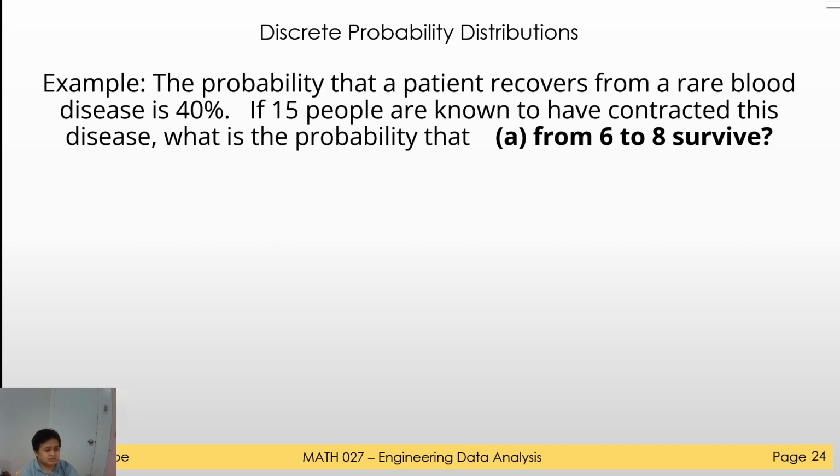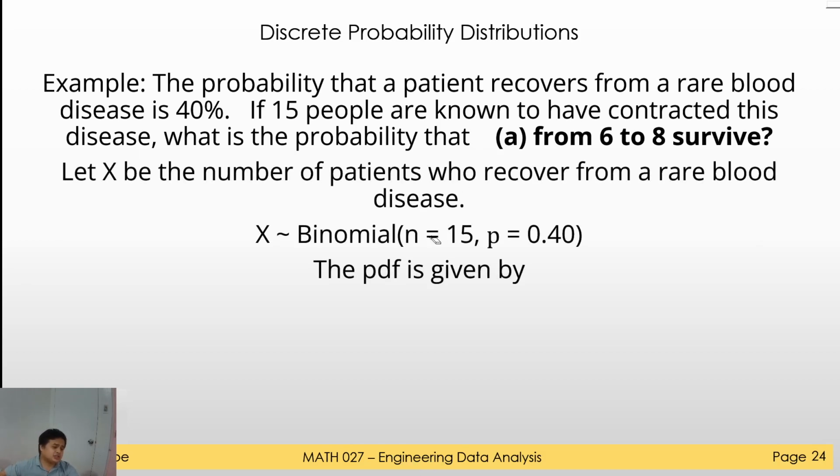So therefore, it just says that there is a 60% chance of fatality. So we want to find out what the probability is when 6 to 8 will survive. So we should consider when 6 survive, 7 survive, and 8 survive. Then defining this as your probability of success, and n is your 15, then we have the calculation here.